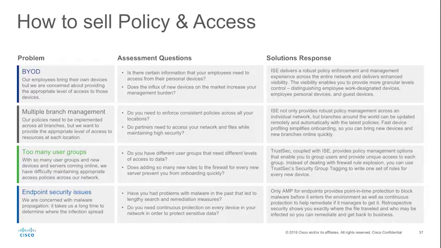with malware in the past that led to lengthy search and remediation measures? Do you need continuous protection on devices in your network in order to protect sensitive data? You can show how AMP is the ideal solution and protects before, during, and after attacks. Only AMP for endpoints provides point-in-time protection to block malware before it enters the environment, as well as continuous protection to help remediate if it manages to get in.